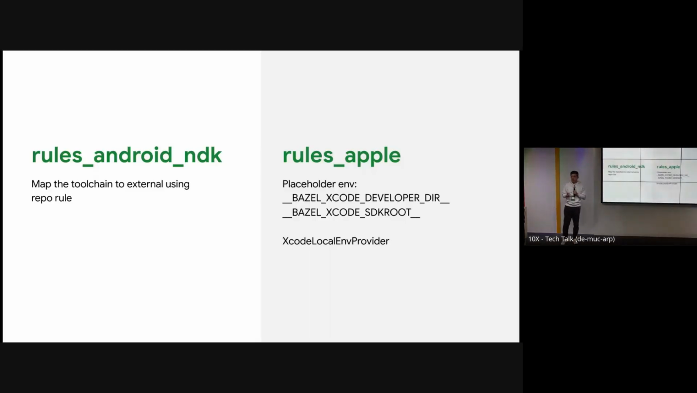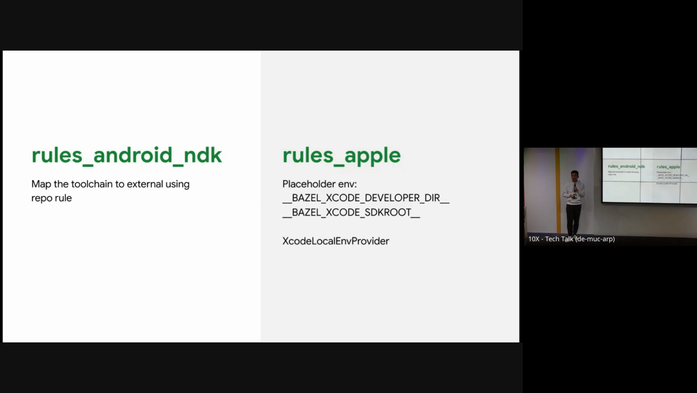Of course, this can be handled better. rules_android_ndk and rules_apple actually demonstrated two different ways for this. rules_android_ndk uses a repository rule to map the locally installed toolchain into external repositories.